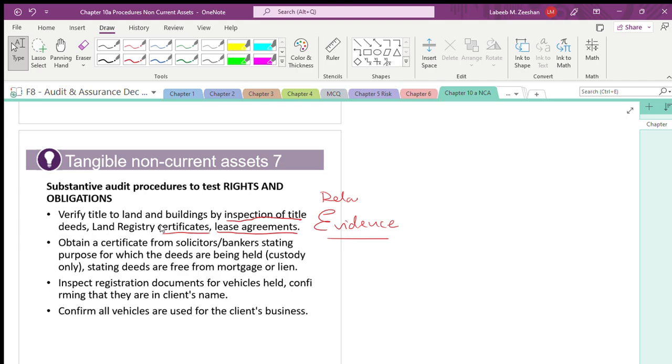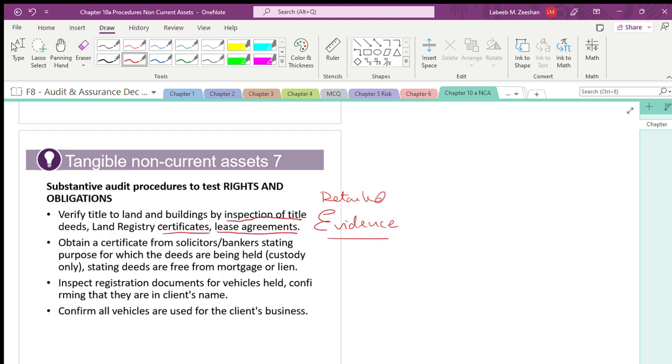Detailed evidence is nothing but a substantive procedure. As simple as that. Now you can understand control, test of control, and substantive procedure.